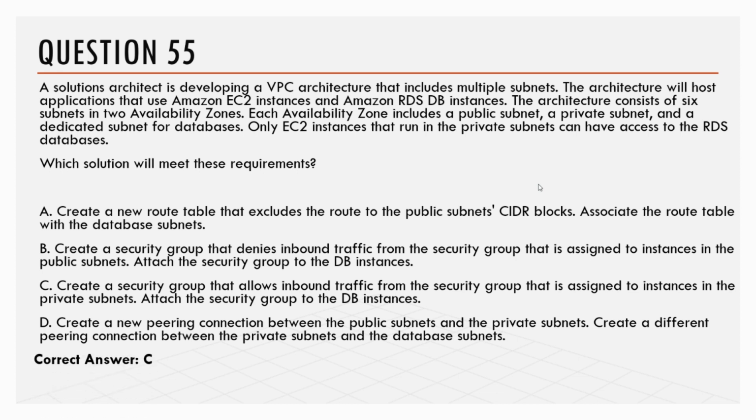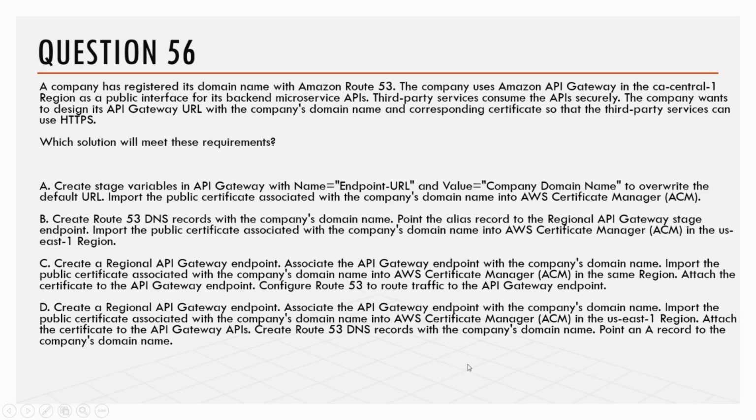And the correct option is C. Create a security group that allows inbound traffic from the security group that is assigned to instances in the private subnet. Attach the security group to the DB instances. Now let's look into the next question, that is question number 56.